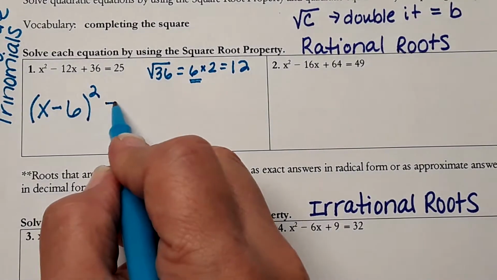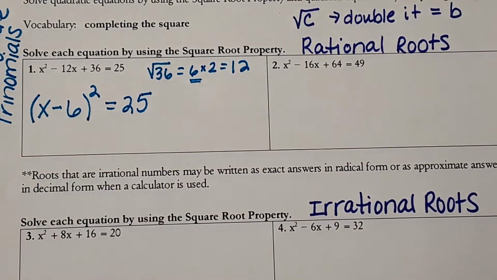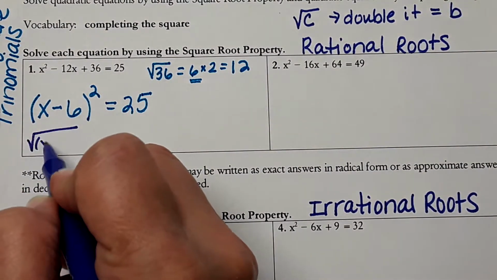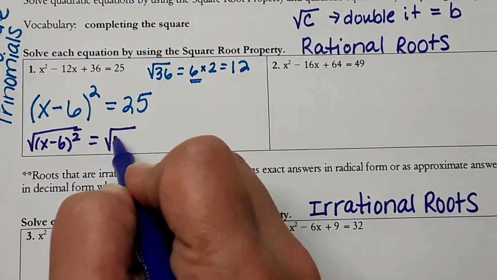And then we're going to set it equal to our 25. On Tuesday, I told you you really can't solve anything unless it equals 0, except if it's a perfect square trinomial. Now, how are we going to solve this? Well, it's in the method. It's called the square root property. So what that means is we're going to take the square root of both sides. So I'm going to take the square root of x minus 6 squared, and I'm going to take the square root of 25.